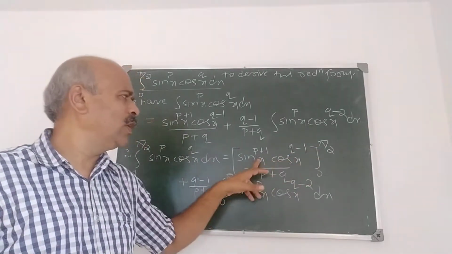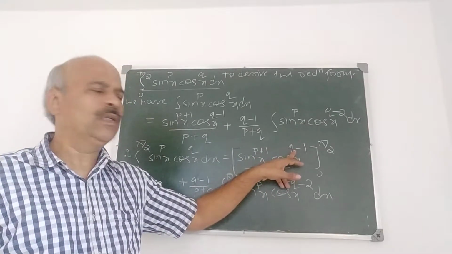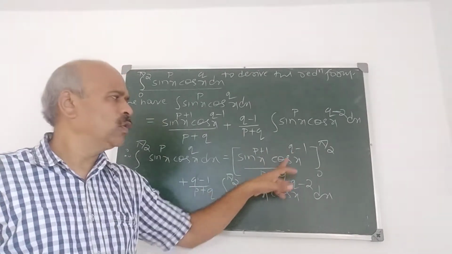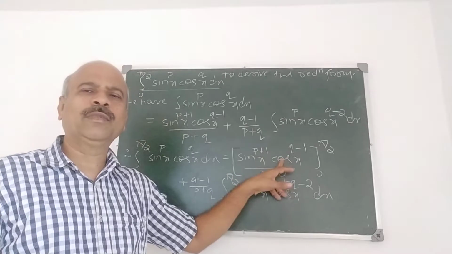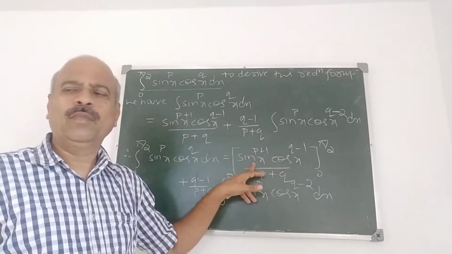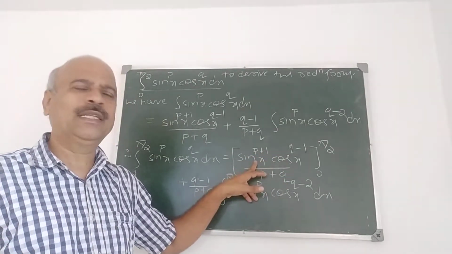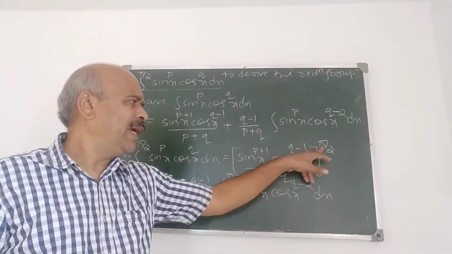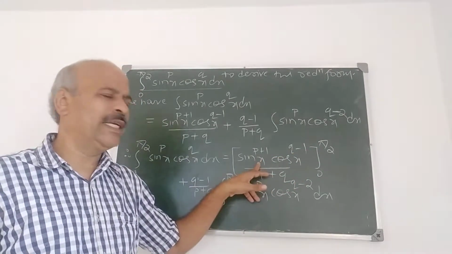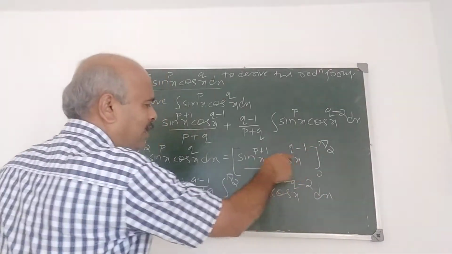When x is pi by 2, what do you get? Sin pi by 2 cos pi by 2 raised to q minus 1. Because cos pi by 2 is 0, this becomes 0. So when x is pi by 2, this term becomes 0. When x is 0 also it becomes 0, because sin of 0 is 0. Both cos x and sin x are there. Therefore when x is pi by 2, because of cos x it becomes 0. When x is 0, because of sin x it becomes 0. So for pi by 2 and 0 both it becomes 0.